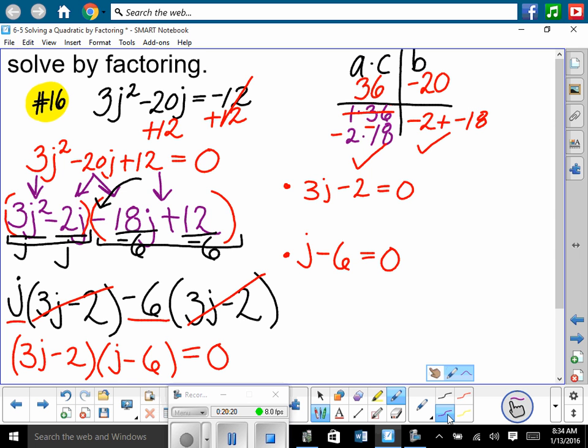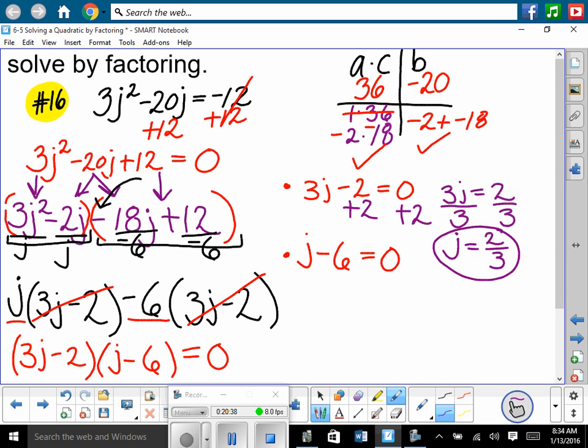So I'm going to first up here add 2 to both sides of the equation, leaving me with 3j is equal to 2. Then we'll divide both sides by 3 to solve for j. So I have j is equal to 2/3. There's one of our answers. And then we're going to solve for j here. Add 6, so we get j is equal to 6. There's our second solution. You better have 2, or you've done it wrong, because quadratics always have 2 answers.